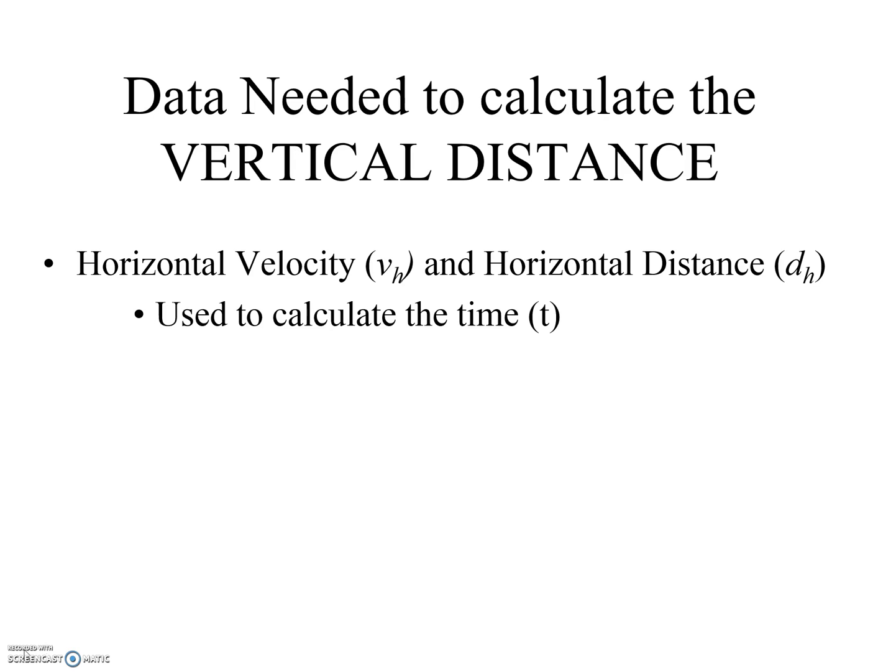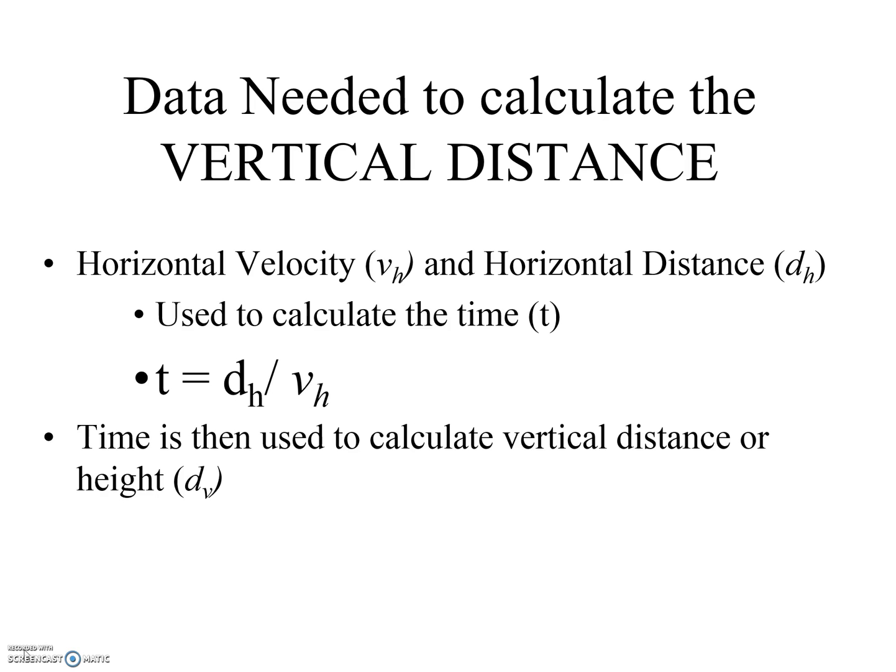We're going to use that data to calculate the time it takes for the projectile to hit the ground. And we can use time equals our horizontal distance divided by our horizontal velocity. Once we know the time it takes for the projectile to hit the ground, we'll be able to calculate the vertical distance, or the height at which that projectile was launched. And we'll do that by using our vertical distance equation. Vertical distance equals 1/2 gt squared.